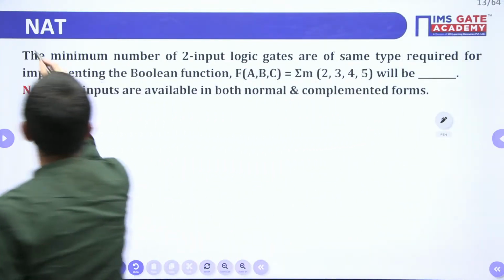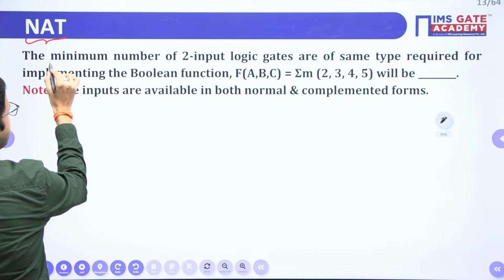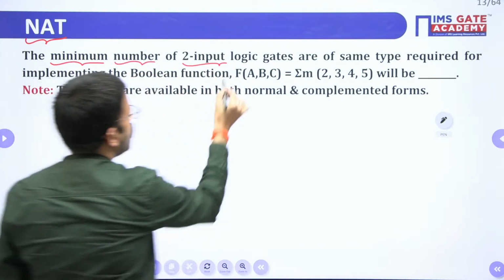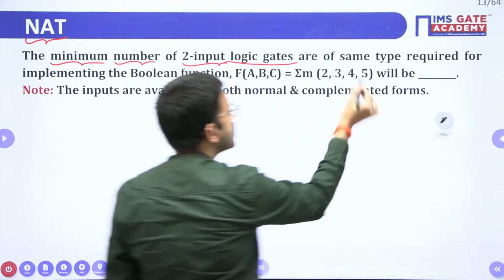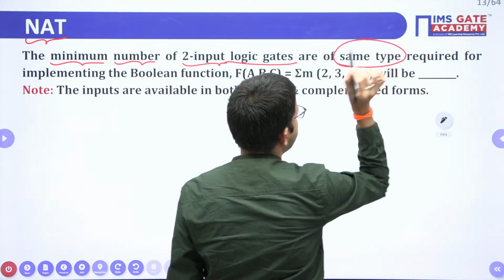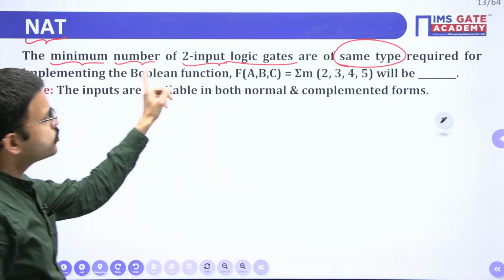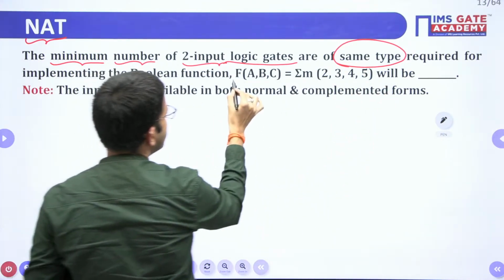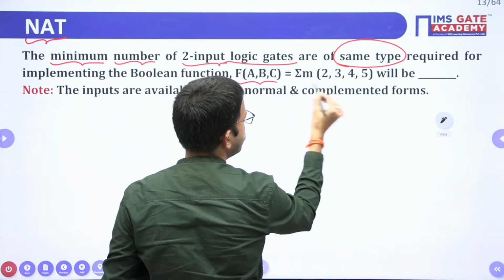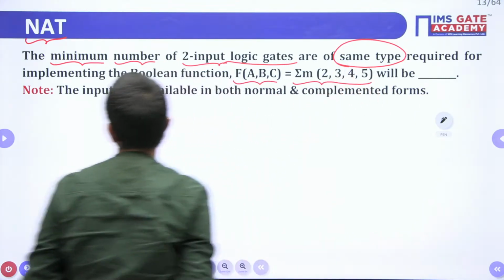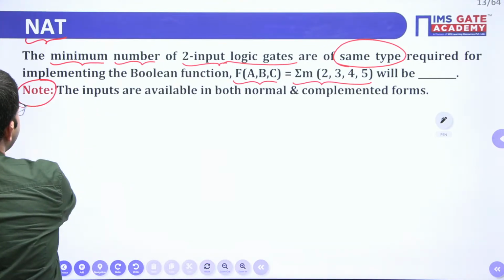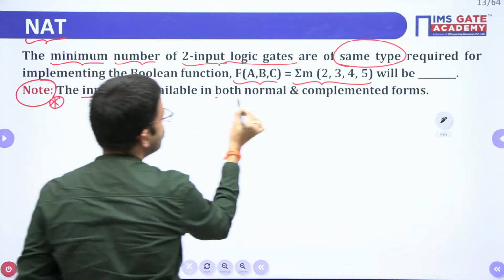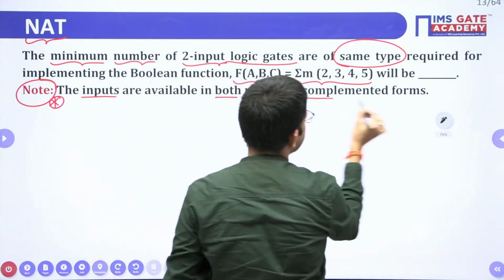So this is the NIT question. Here they are asking for the minimum number of 2 input logic gates of the same type. Underline this phrase; this is very important. The minimum number of 2 input logic gates of the same type required for implementing the Boolean function f of A, B, C equal to sigma m of 2, 3, 4, 5 will be dash. And this is one more important point they have given in the note: the inputs are available in both normal and complemented forms.